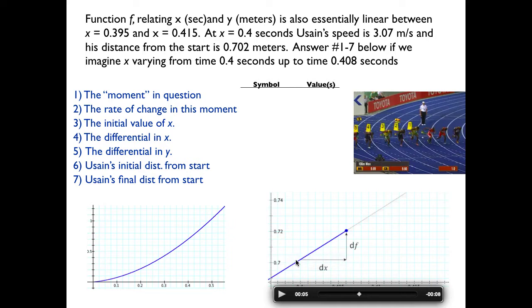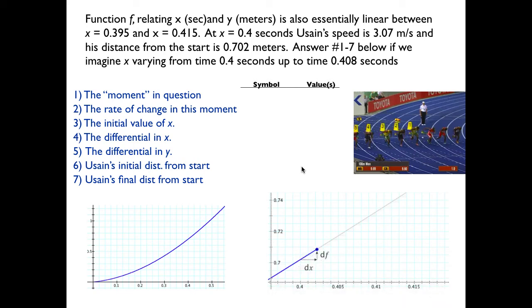But as we let time vary a little bit, we'll see that the distance varies a little bit, and we can measure that speed over this small interval then. It looks like the same steepness all along, and this is all within, let's see, we're starting at 0.4 and not even getting to 0.415, so 15 thousandths of a second. He's probably not changing speed a whole lot, but it's about 3.07 meters per second.